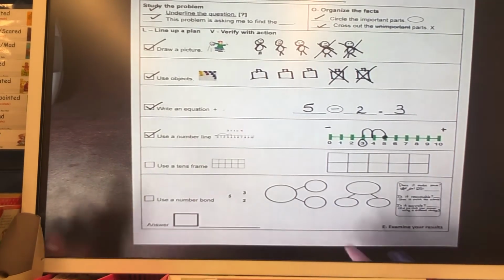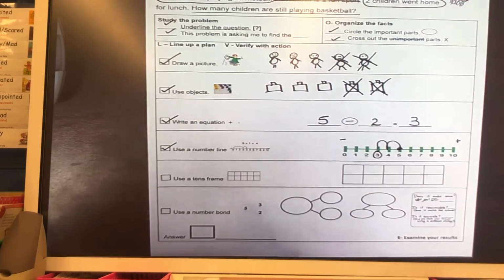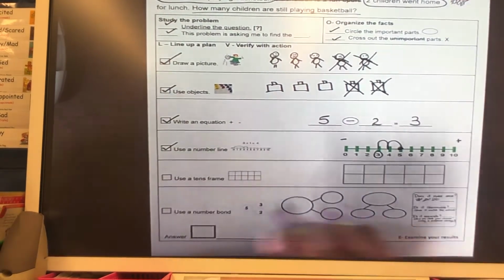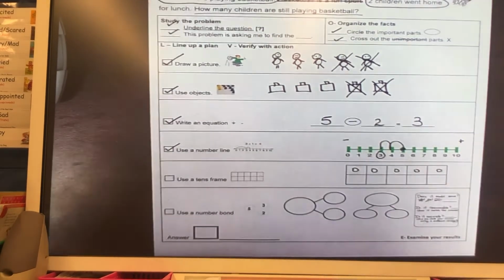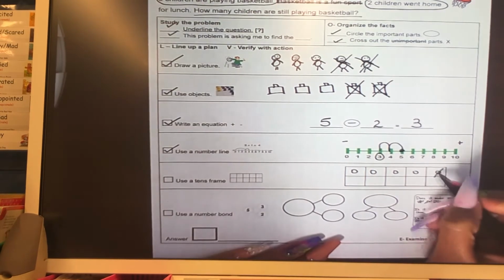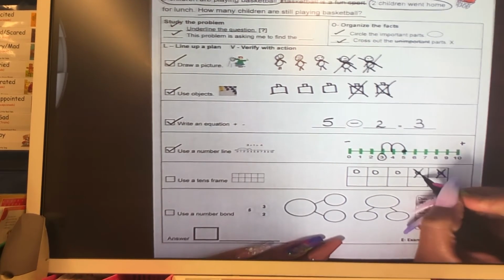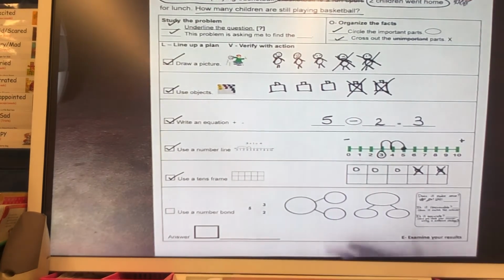We're going to use our 10 frames. For all my mathematicians that are still working on your 10 frames, remember your math goals. Let's go. We're going to draw 5 to represent the children that were playing basketball. And we cross 2 out. 1, 2. For those that went home, check your strategy box.